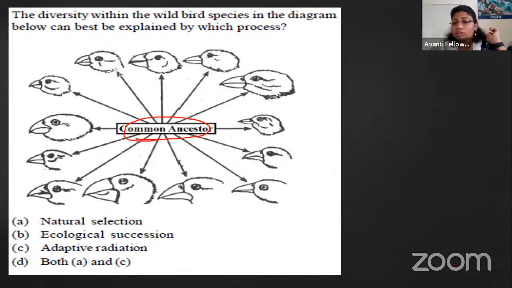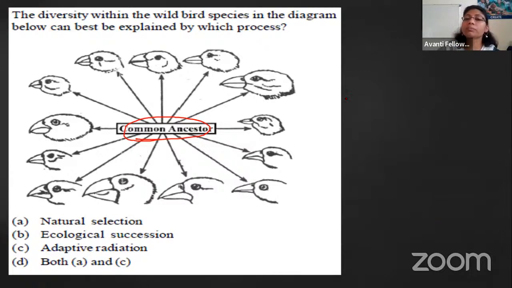Okay, so as you can see, 75% of you have opted for option D and only 25% have opted for option C. So let's see what our options say. Option A says natural selection. Option B says ecological succession. Option C says adaptive radiation. And option D says both natural selection and adaptive radiation.